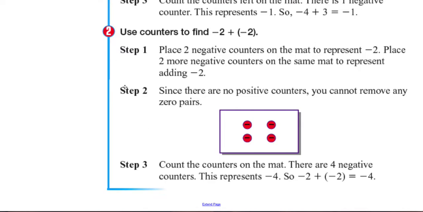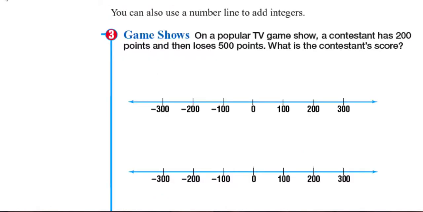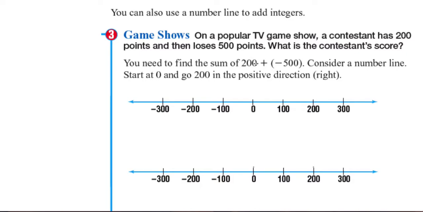Okay? And let's take a look at the last example. The last example, we can use a number line to add integers. And let's see how this is used in example 3. On a popular TV game show, a contestant has 200 points, then loses 500 points. What is the contestant's score? Okay? So basically what it's saying, you need to find the sum of 200 plus negative 500.